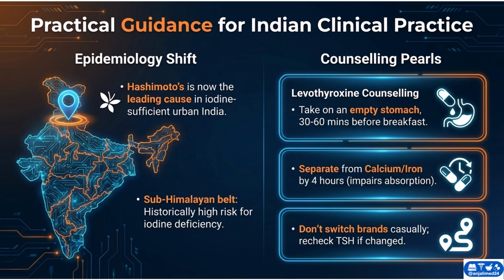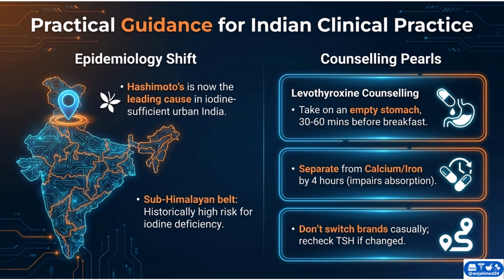Let's conclude with some practical points for everyday clinical practice in India. Today, Hashimoto's thyroiditis has become the most common cause of hypothyroidism in iodine sufficient urban populations. However, iodine deficiency still remains a concern in parts of the sub-Himalayan region, so always consider the patient's geographic background.